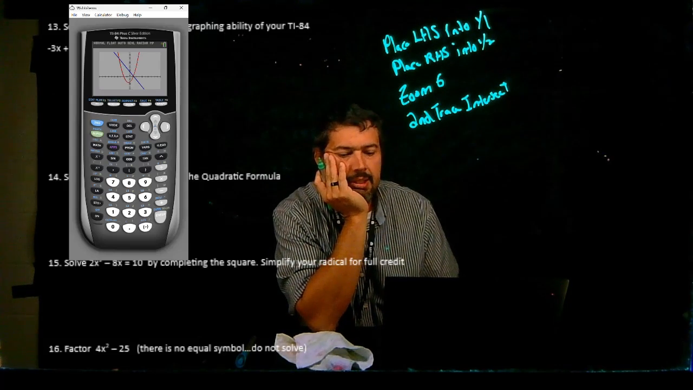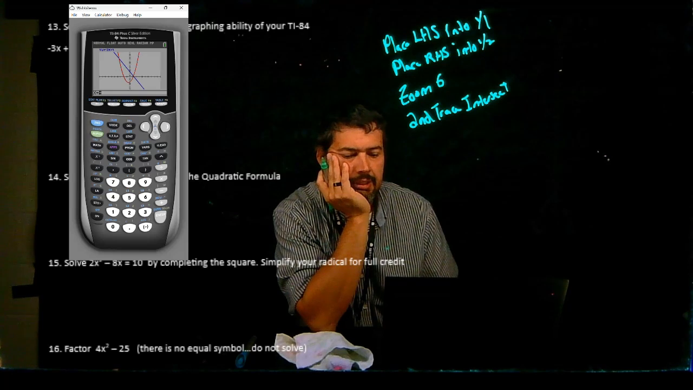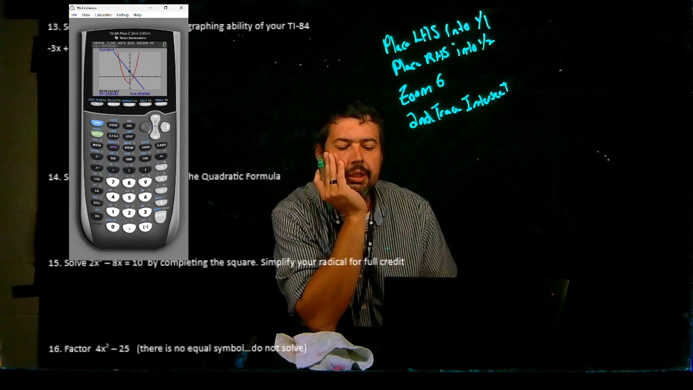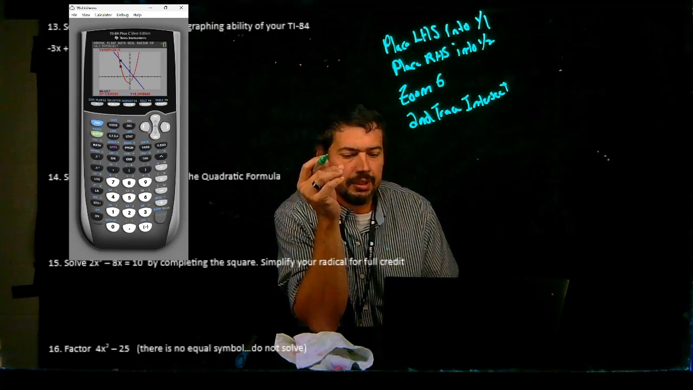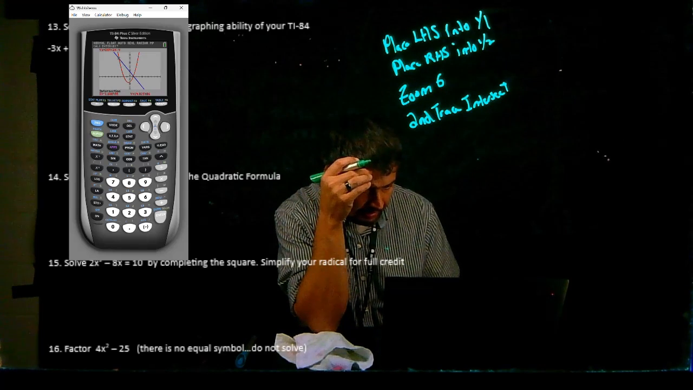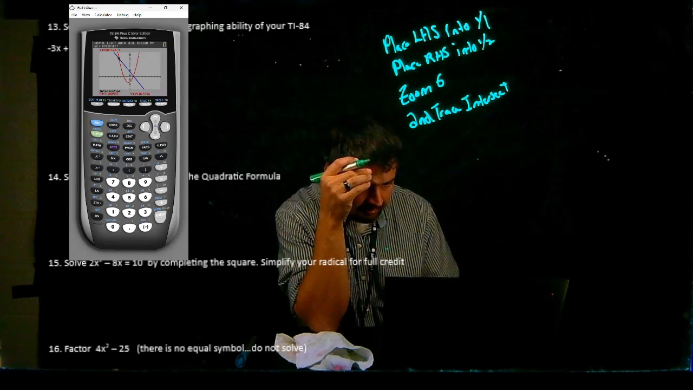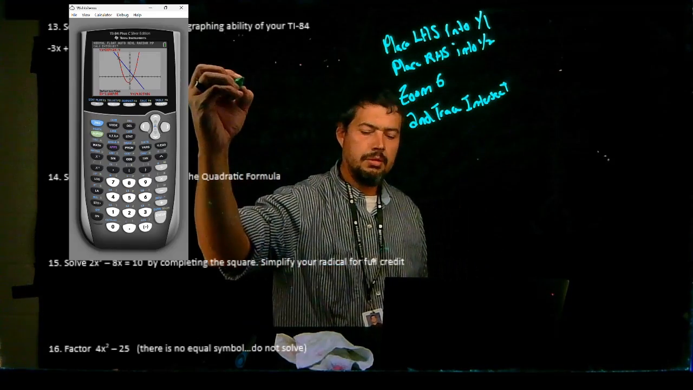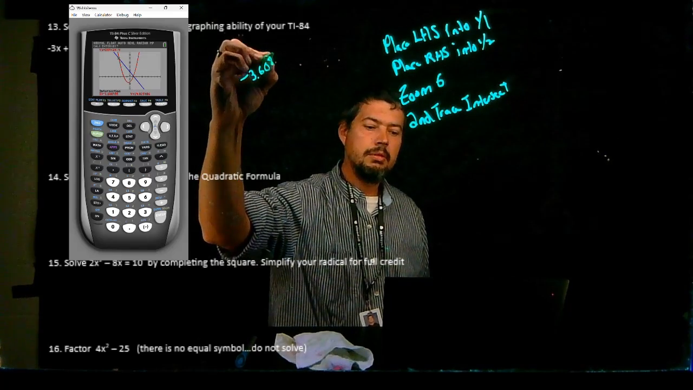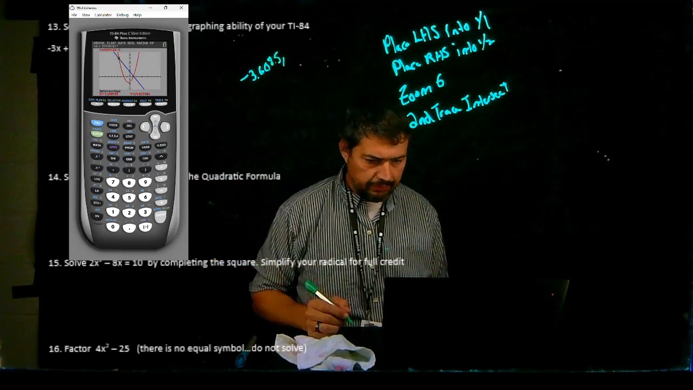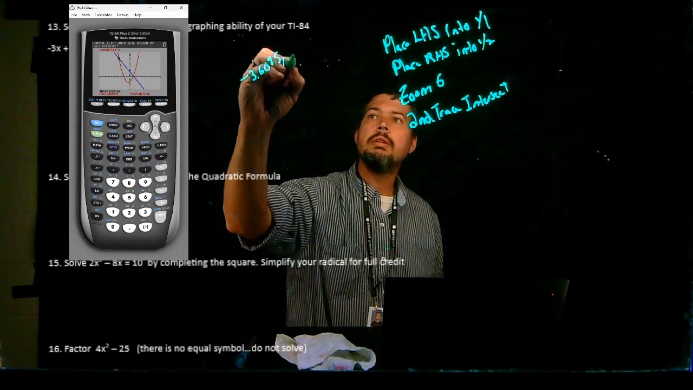All right, then we hit second, trace, 5 for intersect. We get close to the intersection. I always go after the left one first because that's how we read left to right. Press enter, enter, enter. Negative 3.6085. And the Y value is 14.8255.